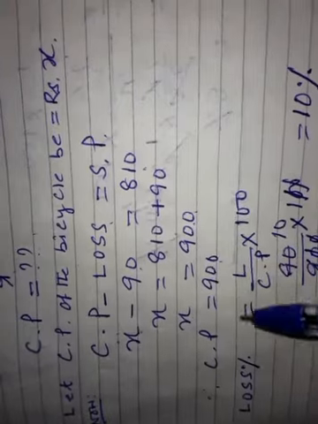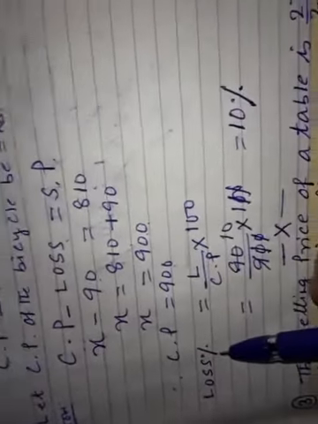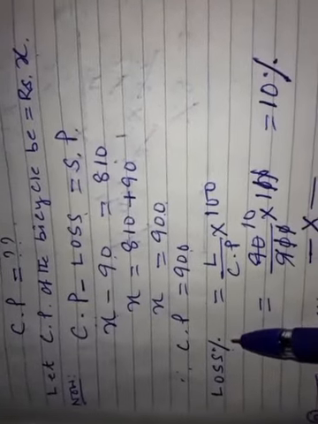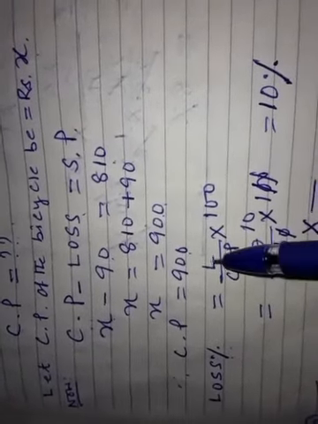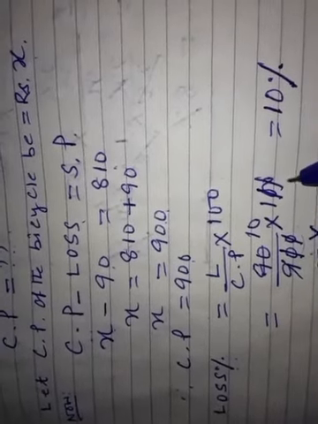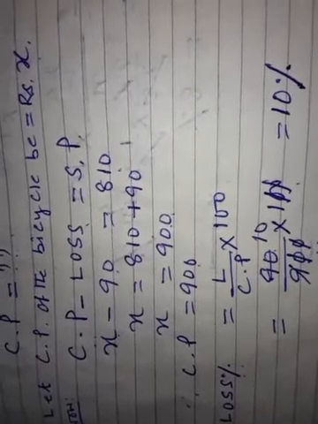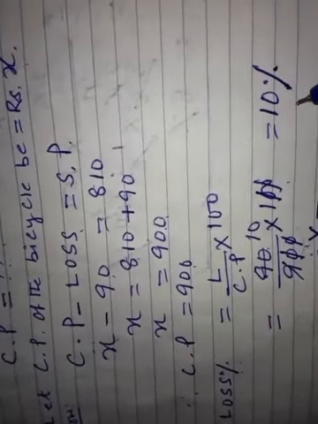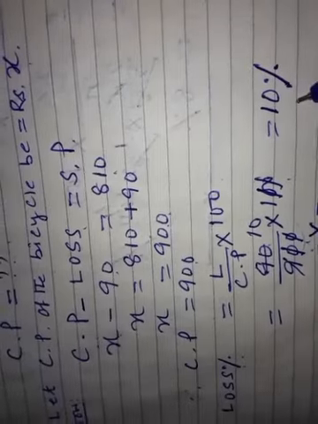Now if you know the CP, you have to find out the loss percent. I told you profit percent and loss percent are always calculated on CP. How to find out the loss percent? Loss by CP into 100. Loss is 90, CP is 900. If you calculate it, the loss percent comes to 10%. So I hope it is clear to you.